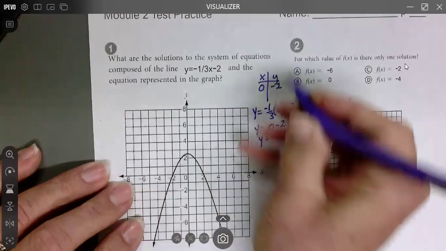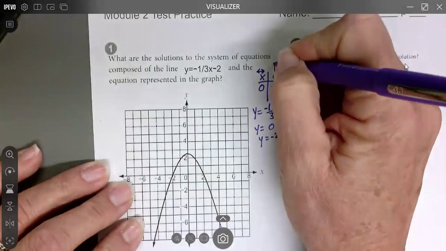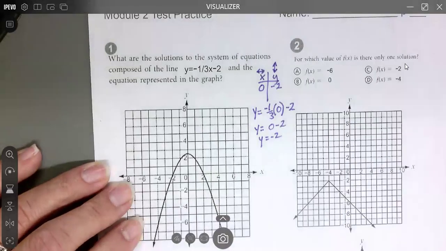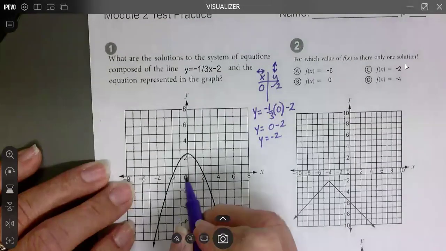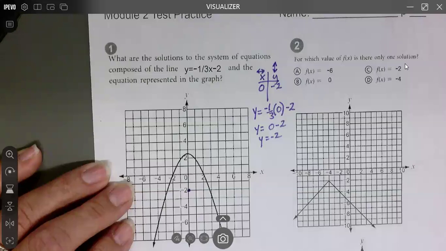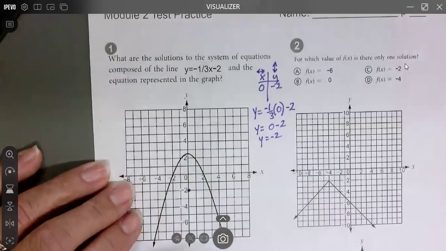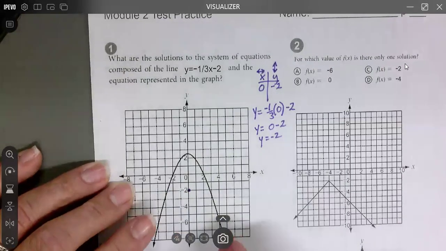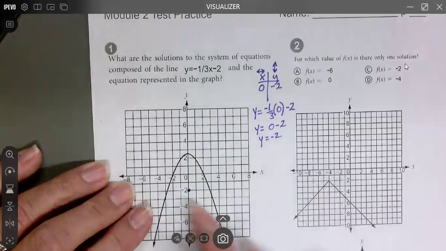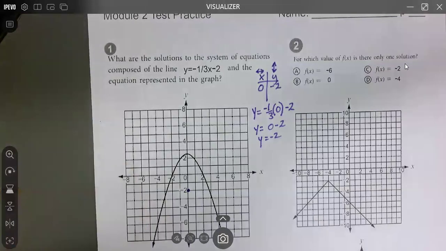So the x value tells us how to move left or right, and the y value tells us how far up or down to go. So I'm going to go left to right 0, and then down negative 2, and that's going to be part of my line. Now that's not going to be one of the solutions because that point does not touch our graph that's already there. So that's part of the line, but not part of the answers, because the answers are going to be where it touches the parabola. All right, and then I'm going to change my color.